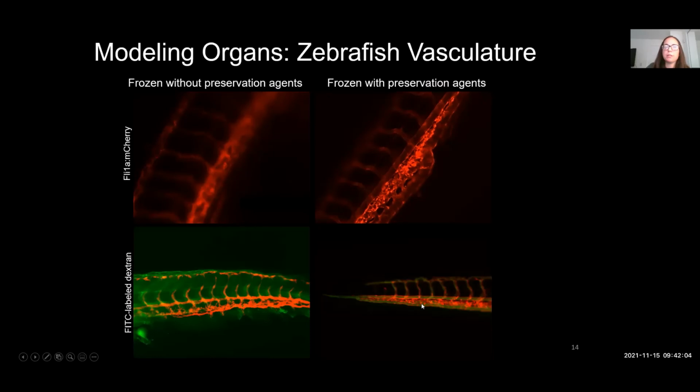So you can see how we've actually been able to convert a tropical zebrafish that cannot survive freezing into one that actually can. We haven't been able to show long-term survival with these larvae yet, but nonetheless, quite a difference between freezing without those cryoprotectant agents and freezing with.